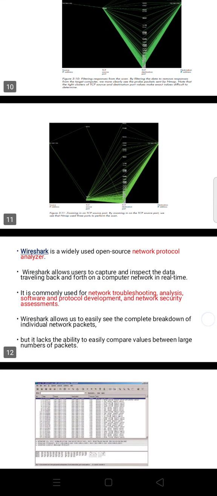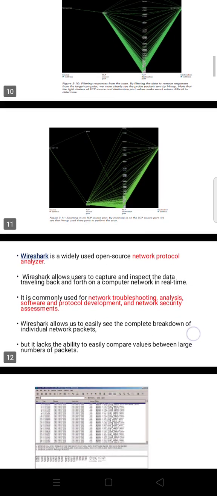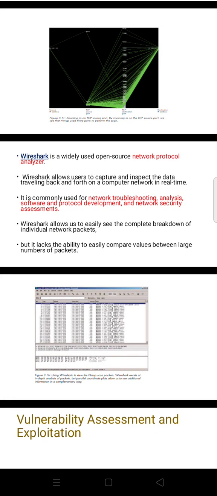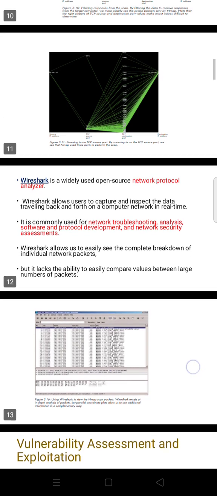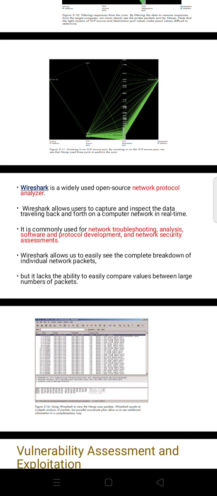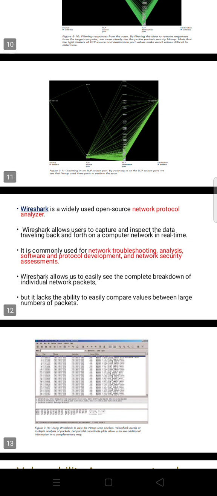Another widely used open source network protocol analyzer is Wireshark. The purpose of Wireshark is that it allows users to capture and inspect the data traveling back and forth on a computer network in real time. Mainly it is used for network troubleshooting, analysis, software and protocol development, and network security assessments. This allows us to easily get a complete breakdown of individual network packets.